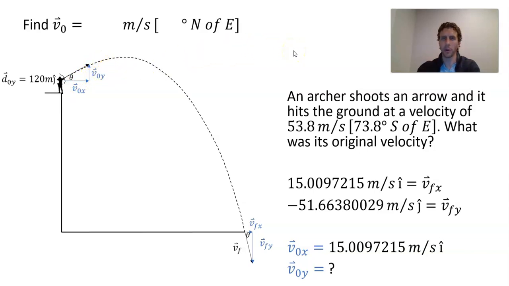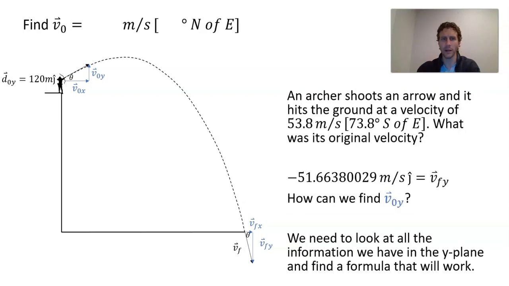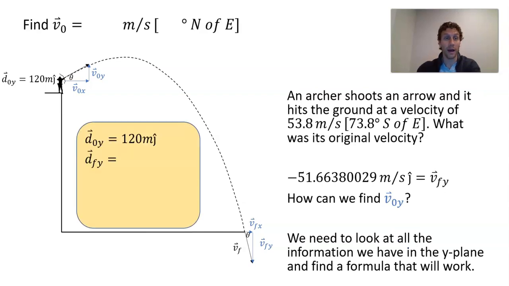That's going to be a little bit more tricky because there's acceleration. So we need a formula that has V naught y in it and has an acceleration in it. Okay, so how do we find it? Well, it's a good idea to look at what information we have.